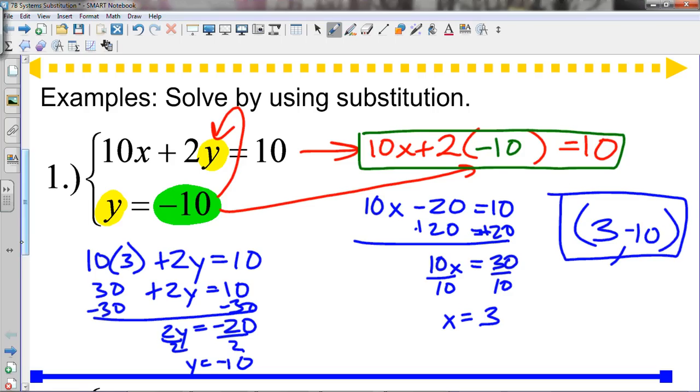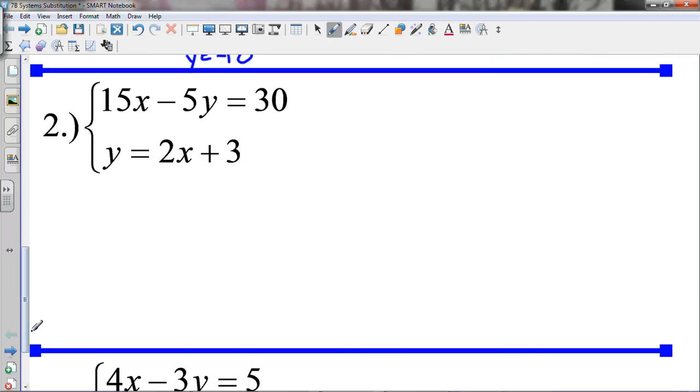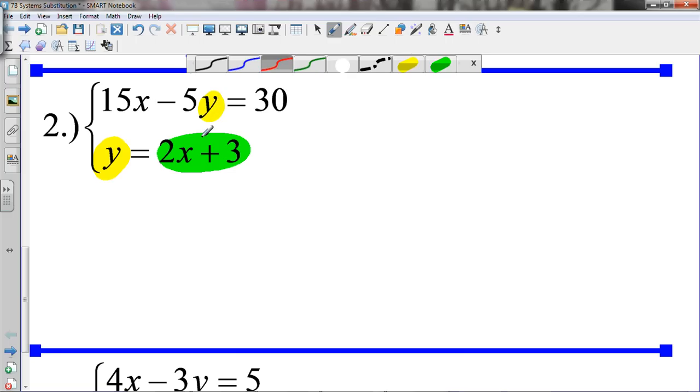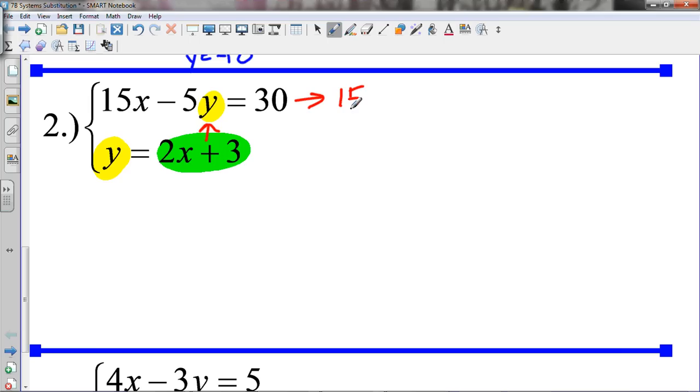All right, let's take a look at another example. So again, identify what's easy to substitute. Y is equivalent to 2x plus 3. So again, let's identify the y right here, and I'm going to replace it with 2x plus 3. It's going to go there. So I'm going to rewrite this equation. So we have 15x minus 5 times, and instead of writing y, I'm going to write 2x plus 3, is equal to 30. Again, one equation, one variable.